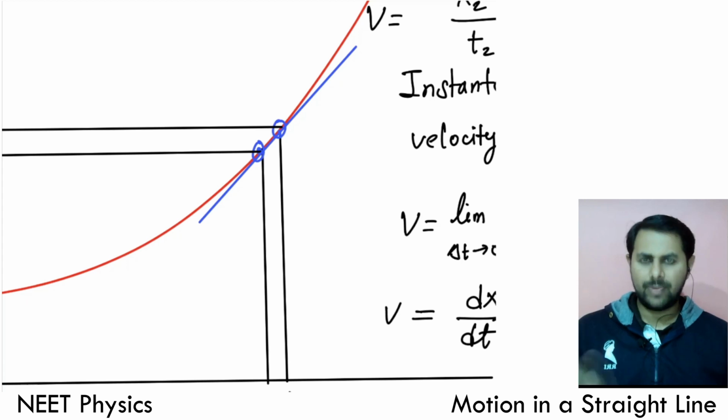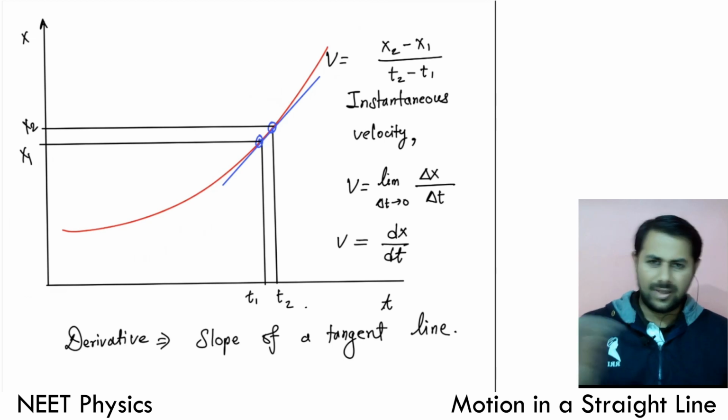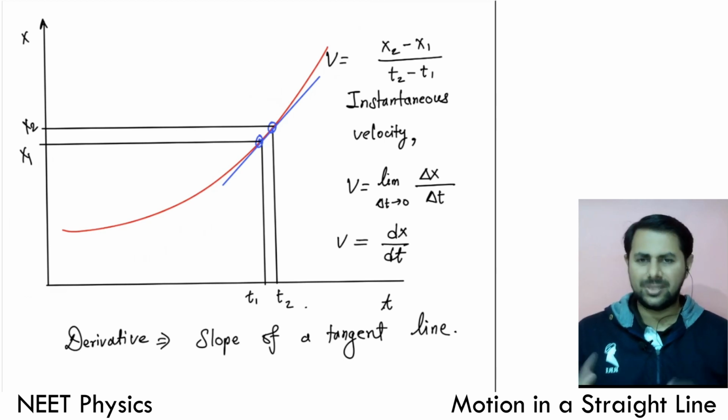The line whose slope gives you the velocity becomes tangential to the curve, and that velocity is known as instantaneous velocity. So what is instantaneous velocity? It is the velocity of an object in a very small time interval. What does instantaneous mean? Right now. If you say I want the velocity, you get the velocity. That is instantaneous velocity.